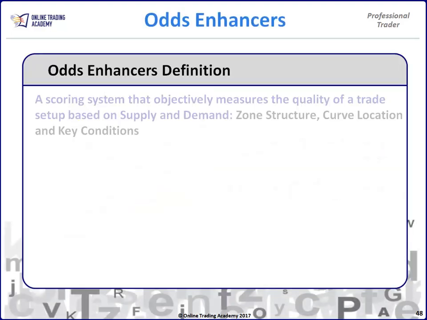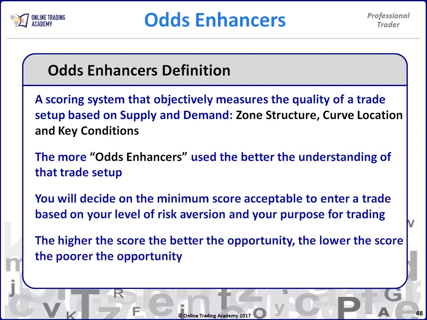So the odds enhancers are simply a scoring system to objectively measure the quality of a trade setup based on supply and demand. We know that supply and demand drives price. And so to be able to qualify whether a trade setup has a large imbalance between supply and demand or has a large amount of unfilled orders sitting at that zone, that's going to be critical.